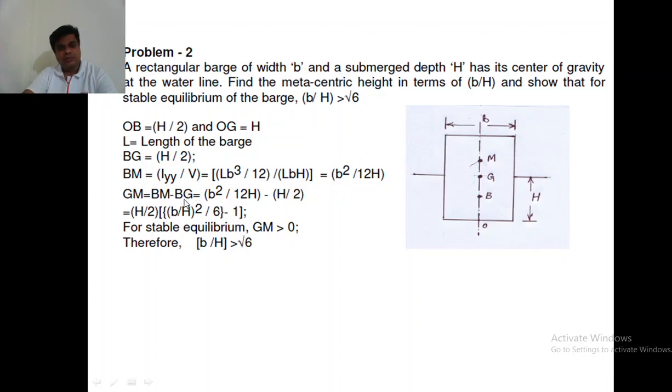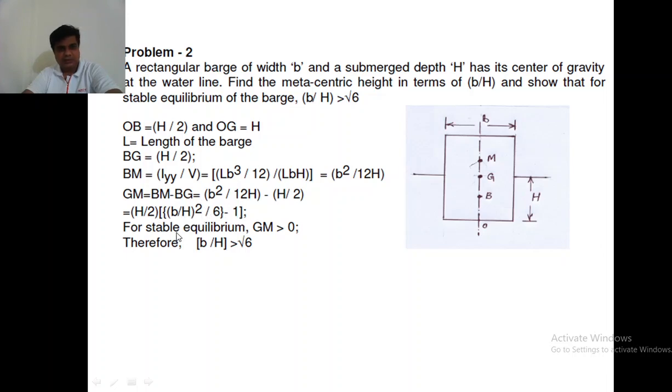So now we know BG, we know BM, so we can calculate the GM value, that is the metacentric height. According to the formula, metacentric height GM is nothing but BM minus GB or BG. Both of these we have calculated now. So BM is b square by 12h minus BG, which is h by 2. If you simplify this, we will get this one.